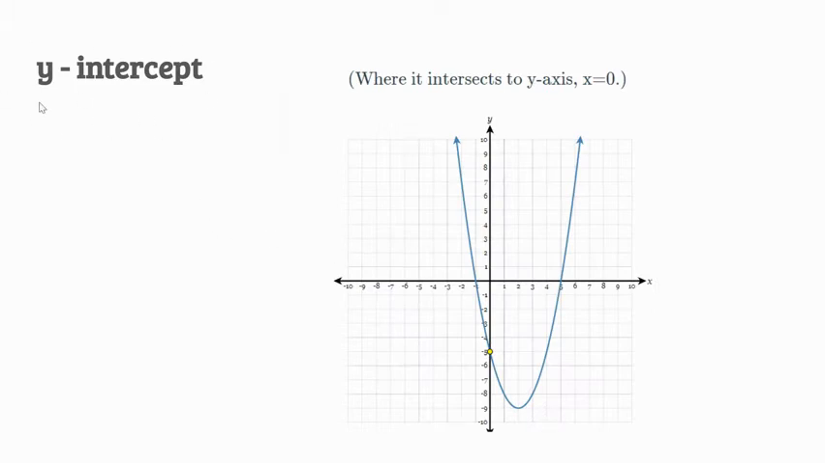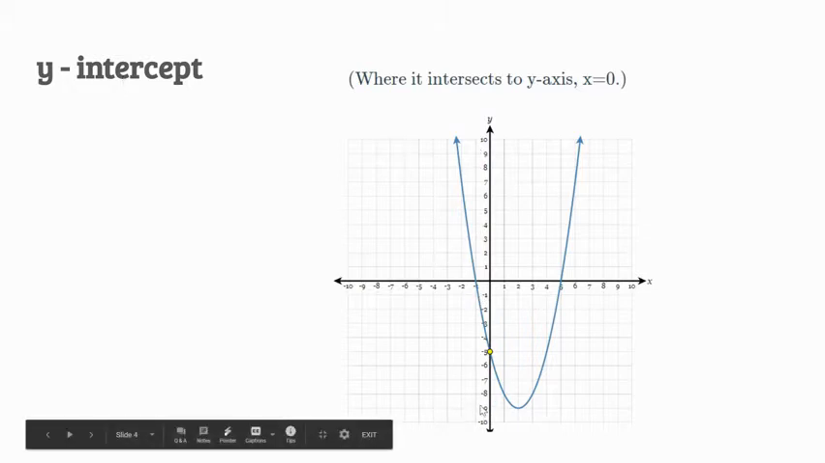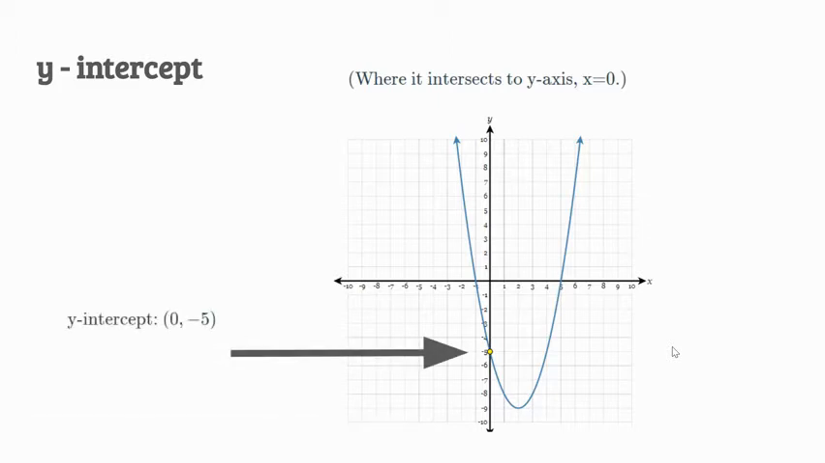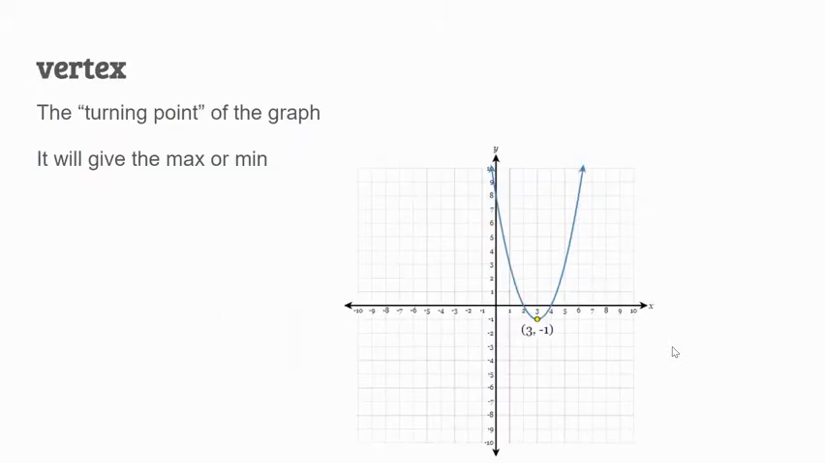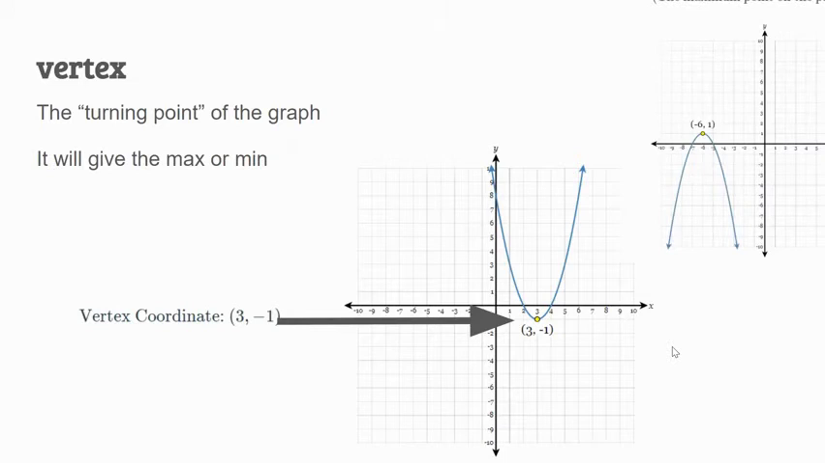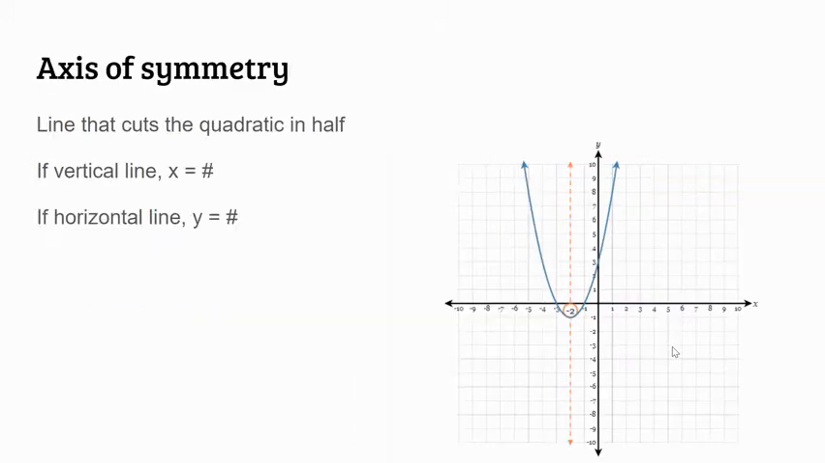So let's remind ourselves a little bit about some different terminology. Y-intercept, remember, that's just where your graph crosses the y-axis. And in this case, that's at (0, -5). Vertex is going to be at either the highest or lowest point, the max or min, and it's actually the turning point of the graph. And in this case, it's at (3, -1). If the parabola was facing down, open down, then we would say that was the maximum, and that vertex would be at (-6, 1).